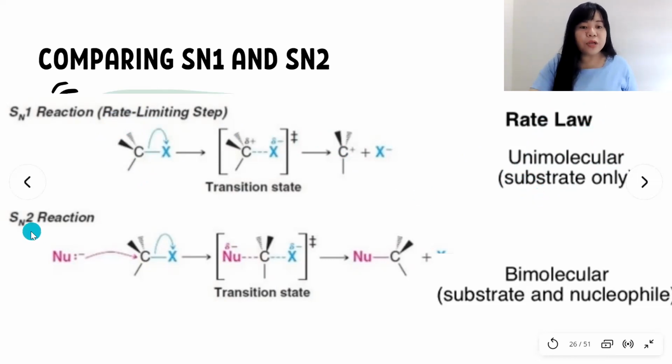On the other hand, for the SN2 reaction, the first step involves the immediate attack of the nucleophile to the substrate, producing this pentavalent transition state. Therefore, its rate law is bimolecular, and the rate is dependent on both the concentrations of the substrate and the nucleophile.